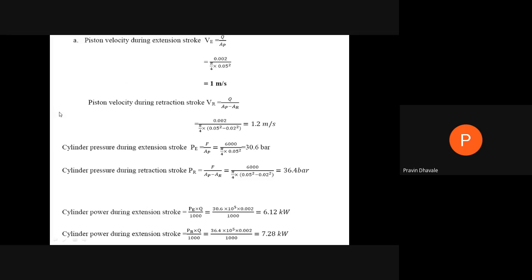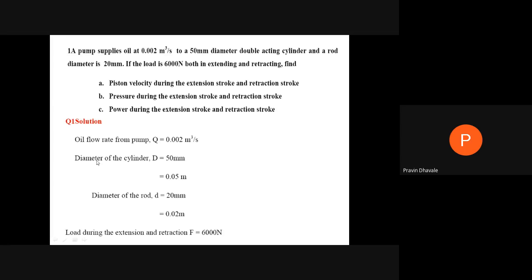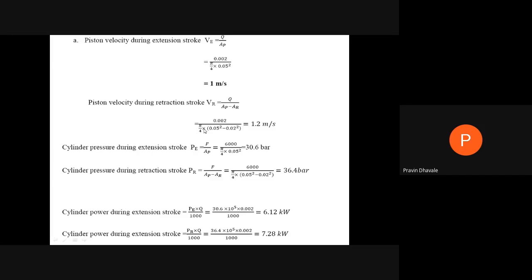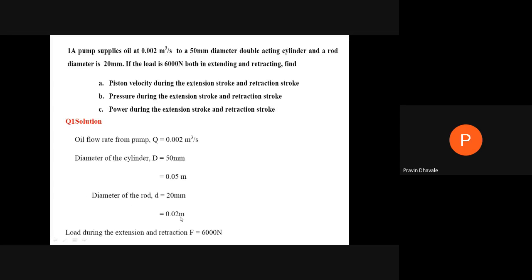Now, we can also calculate the piston velocity during the retraction stroke. For the retraction stroke, the formula is VR is equal to Q, the discharge, divided by AP minus AR, where AP is the area of the piston or cylinder, from which you have to subtract AR, the area of the piston rod. So you know Q, its value is 0.002, divided by pi by 4 area. We can calculate pi by 4 d square. So for the area of the piston or cylinder, the diameter is 0.05, right? And for AR, the diameter of the rod is 0.02.